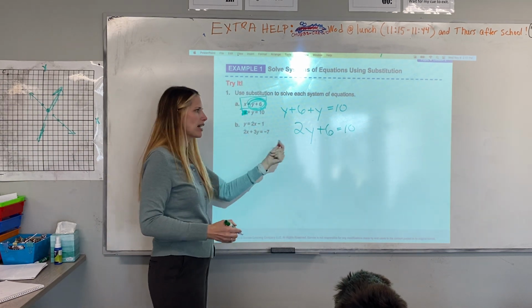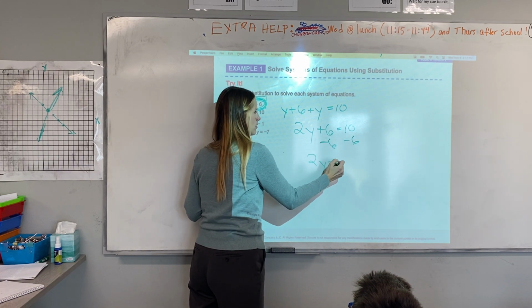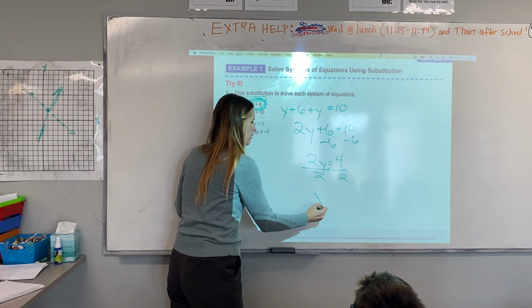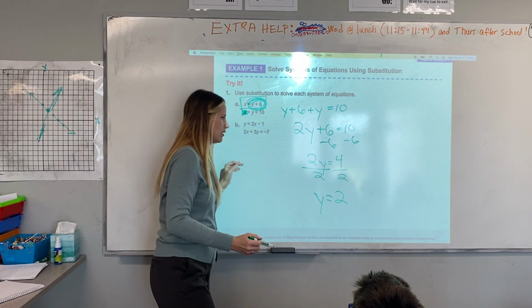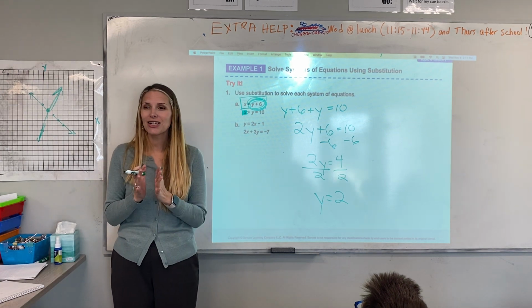Now let's solve. Just shout it out. What do I do? Minus 6. Good. What do I get? 2y equals 4. Good. Now what do I do? Divide by 2. What do I get? y equals 2. Yay, I found the solution.